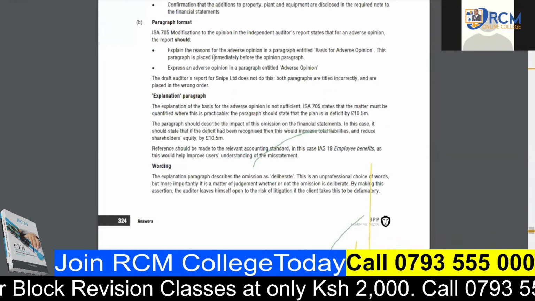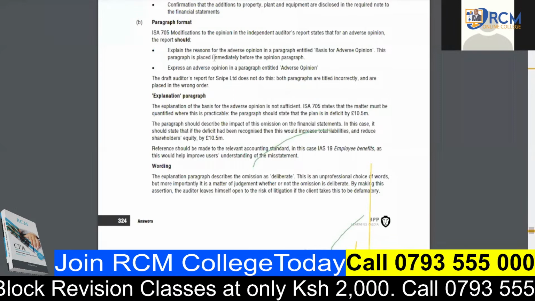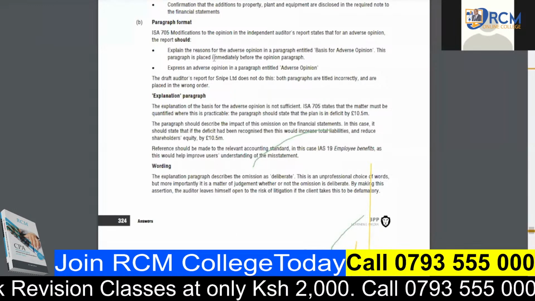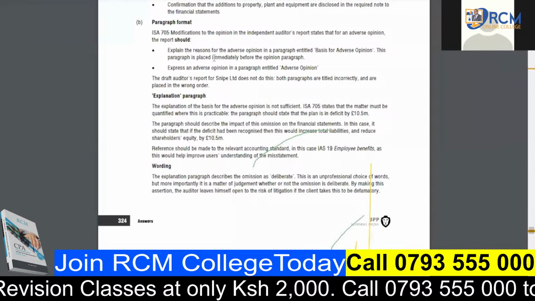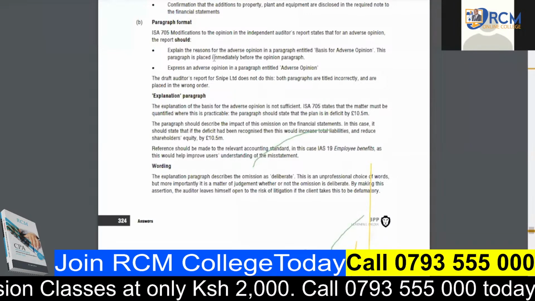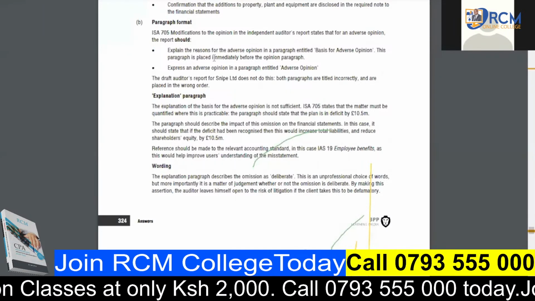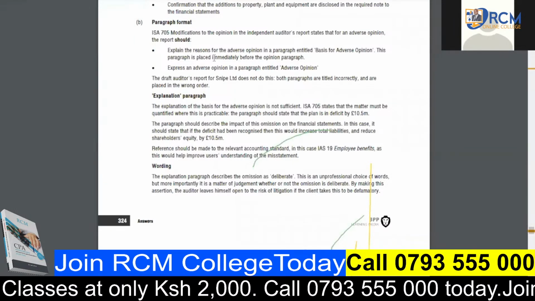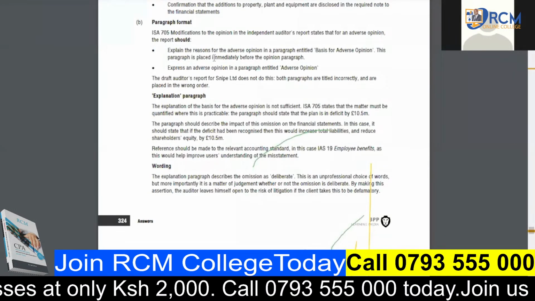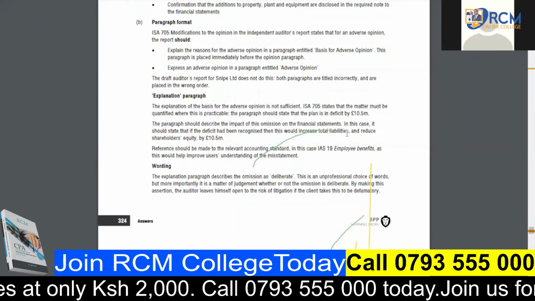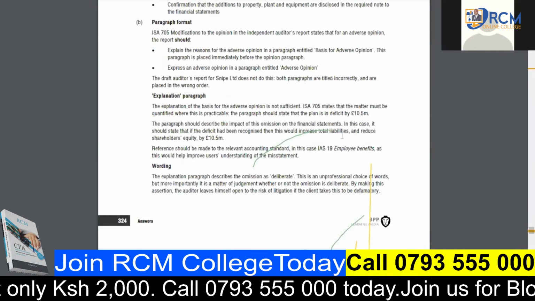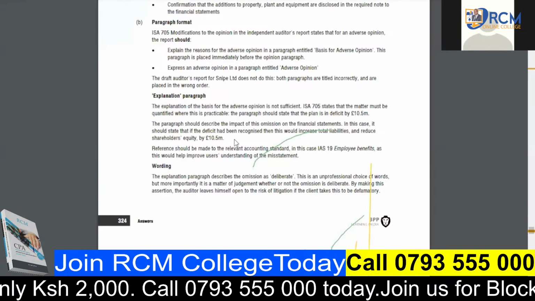Explanation paragraph. The explanation of the basis for the adverse opinion is not sufficient. ISA 705 states that the matter must be quantified where this is practical. The paragraph should state that the plan is in deficit by 10.5 million. You must always, if a misstatement has occurred, say, for example, even if it's an except for, that the financial statements portray a true and fair view, except for the fact that this item has been misstated by this amount. The paragraph should describe the impact of this omission on the financial statements. In this case, it should state that if the deficit had been recognized, it would increase the total liabilities and reduce the shareholders' equity by 10.5 million.